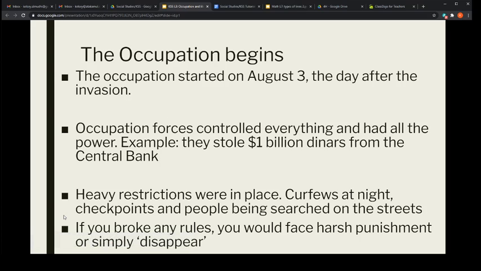The occupation begins. The occupation started on August 3rd, the day after the invasion. Occupation forces controlled everything and had all the power. Example, they stole 1 billion dinars from the central bank. Heavy restrictions were in place: curfews at night, checkpoints, and people being searched on the streets. If you broke any rules, you would face harsh punishments or simply disappear.